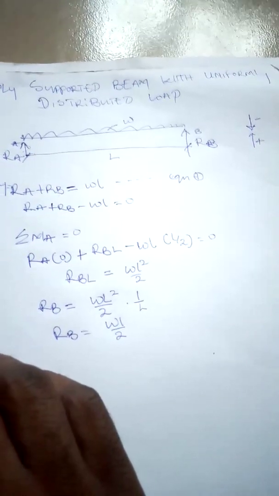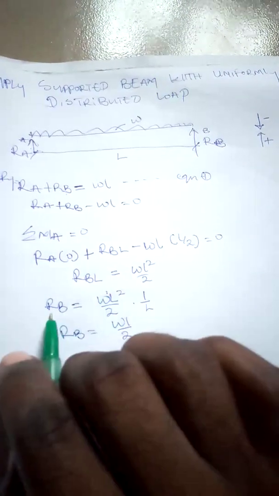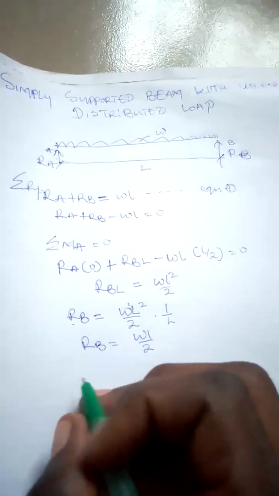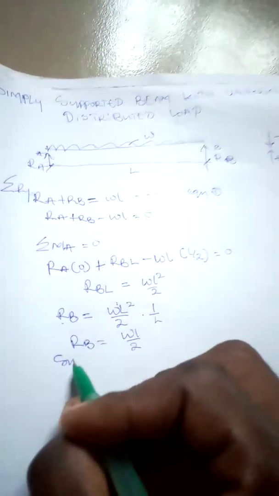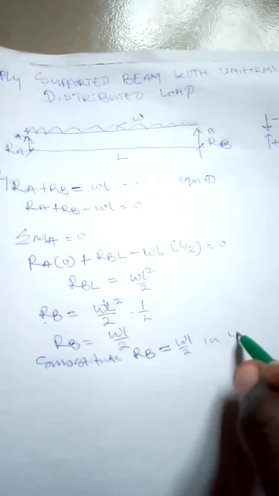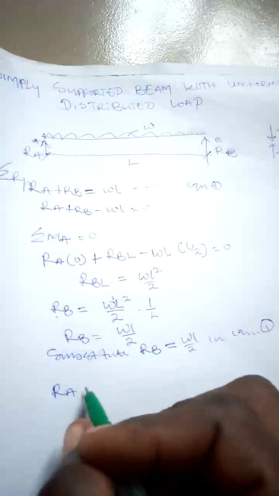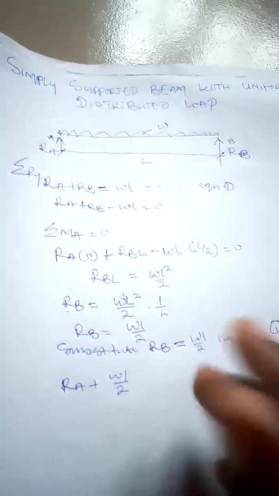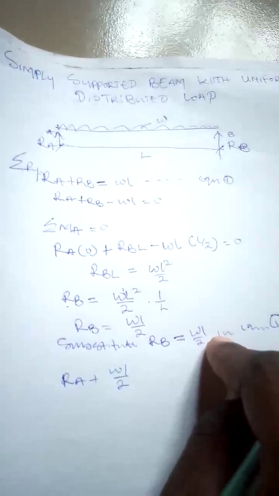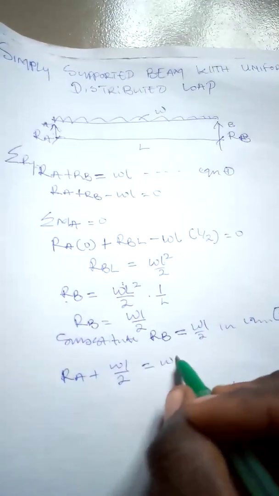Okay, you can see that the L here has cancelled out with this other L. That is why it is like this now. Now if that is correct, if I substitute RB equal to WL over 2 in equation 1, this is going to be RA plus WL over 2 equal to WL. That is, anywhere I see RB, I make it WL over 2.